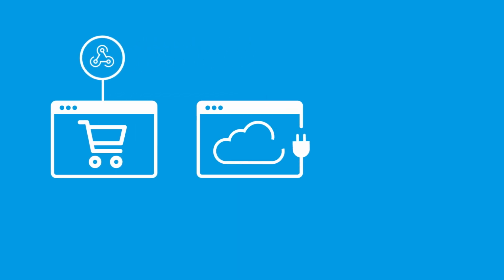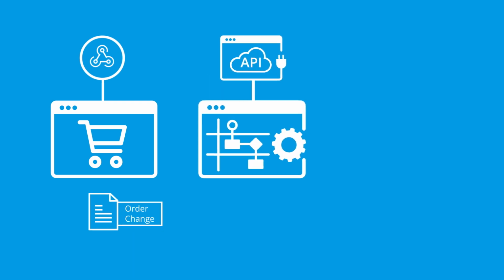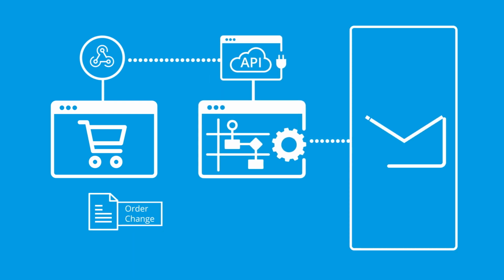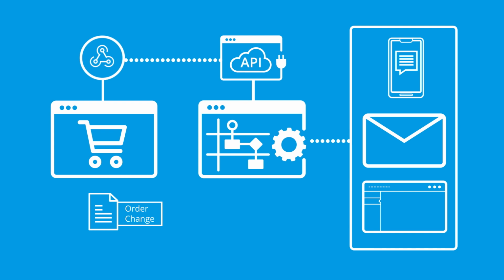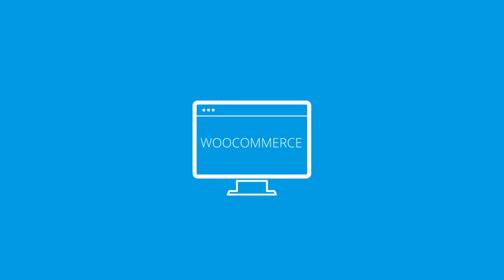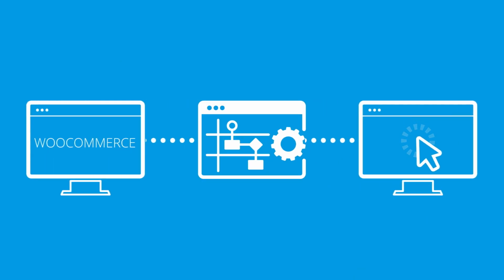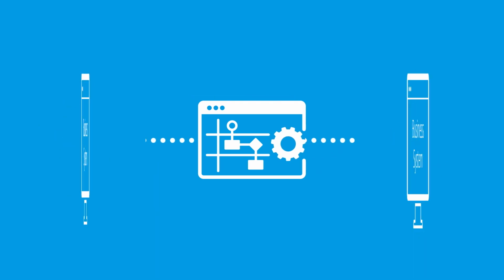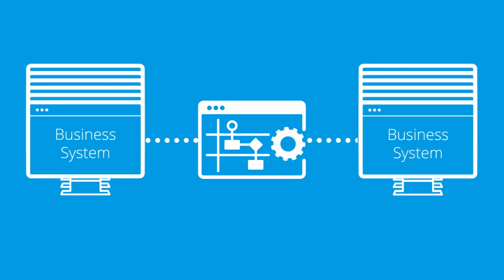In this example, we will use an e-commerce system webhook along with the BPA Platform API to send an order change notification via email and SMS whilst updating the changes in an ERP system. Although this video shows the process between Woocommerce and Sage 200, it can be configured for many other business systems.